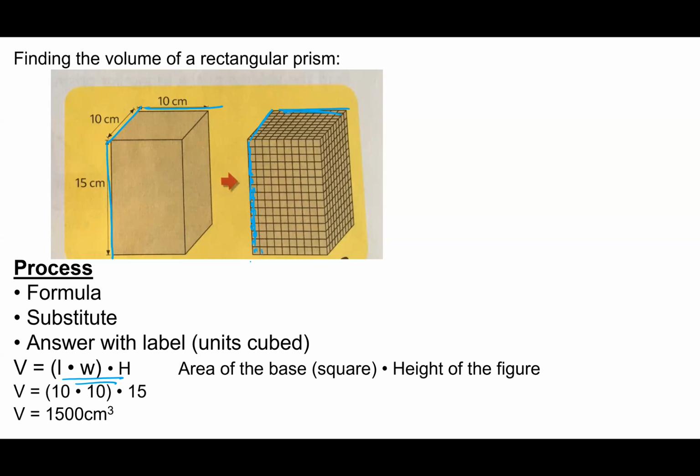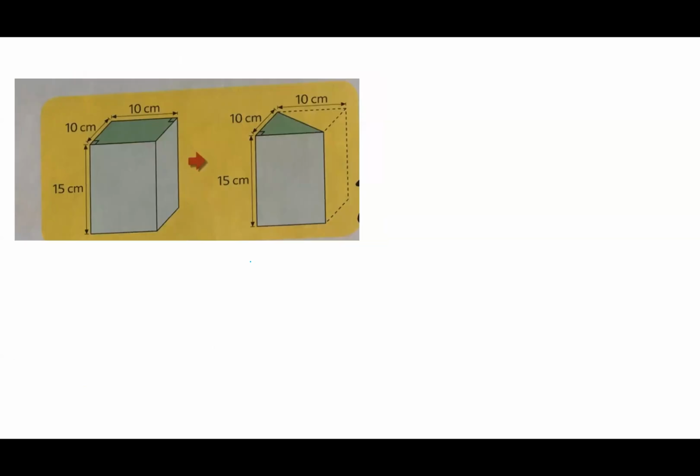All right, let's take a look at the next example. If we know that volume equals area times the height of the figure, let's just take a look at that first figure right here. We've got the volume of this rectangular prism over here. And then over on the right, they want you to find the volume of a triangular prism.